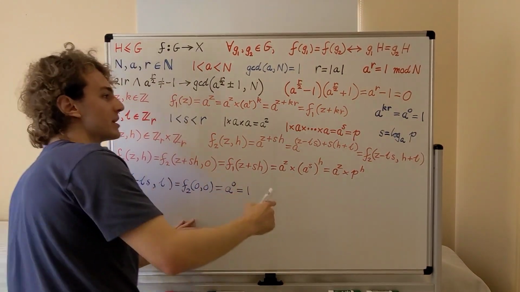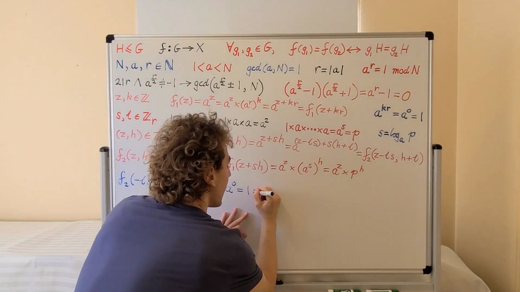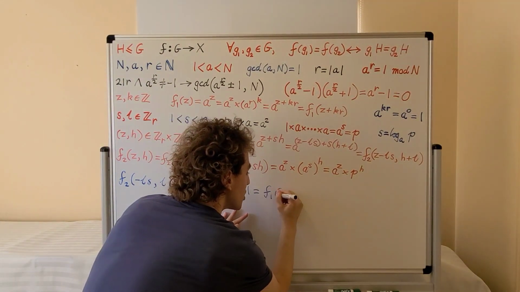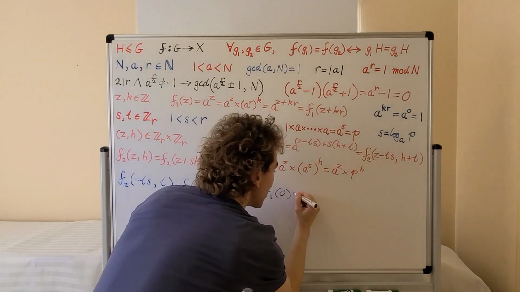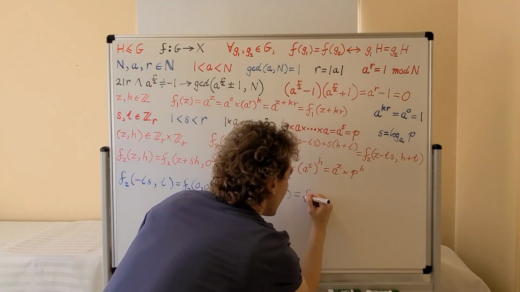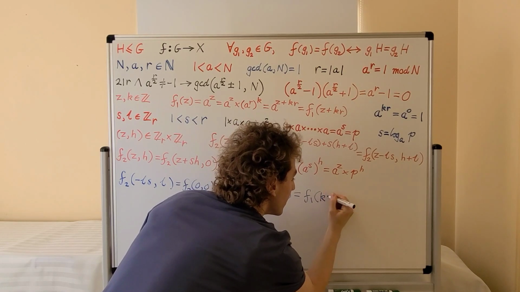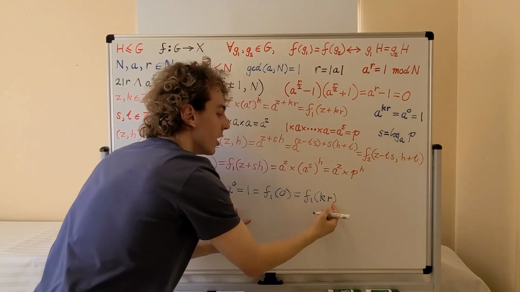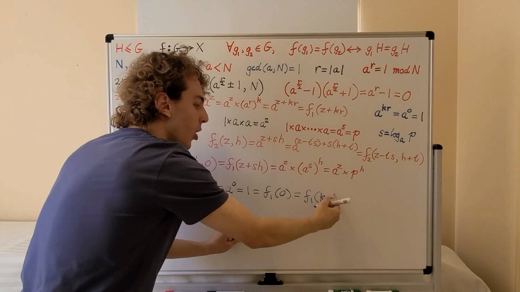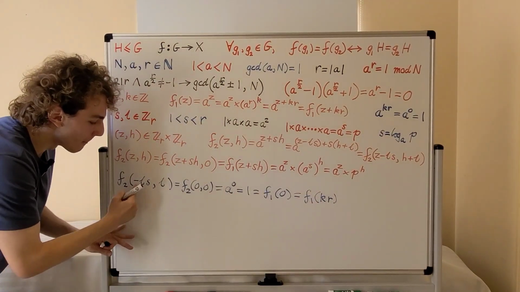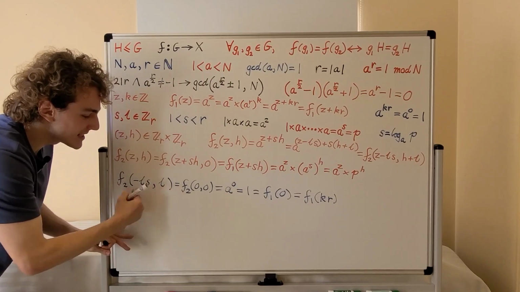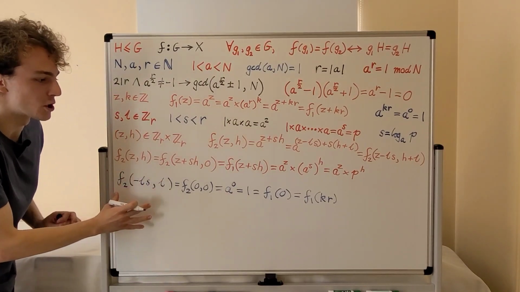And a similar relationship is present for f1. f1 as a function of 0 gets mapped to 1. And this is the same as f1 as a function of kr. That's a multiple of r. So this r over here, that is the period for this periodic function. And this pair of values, (-ls, l), that's the period for this periodic function.